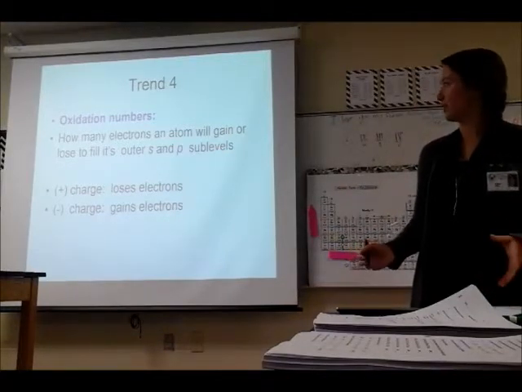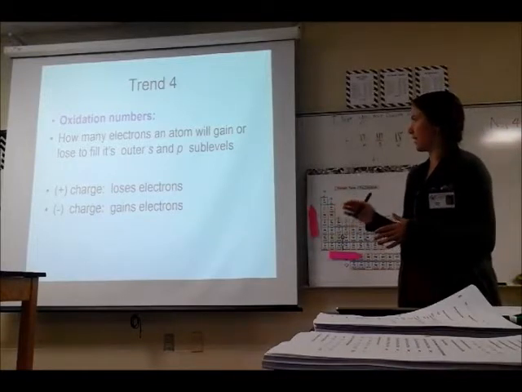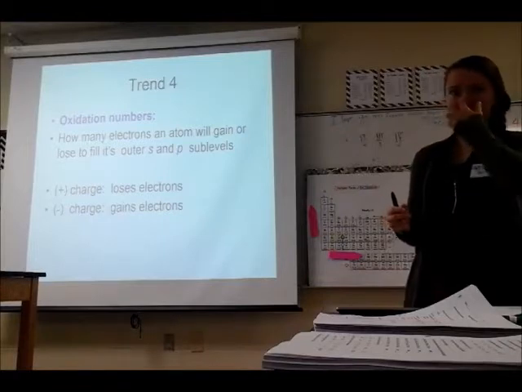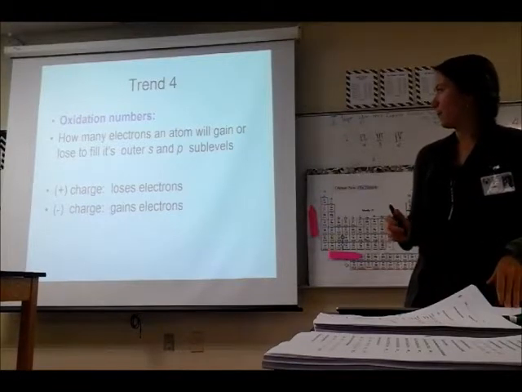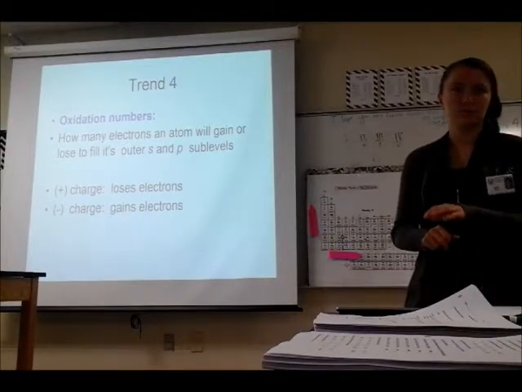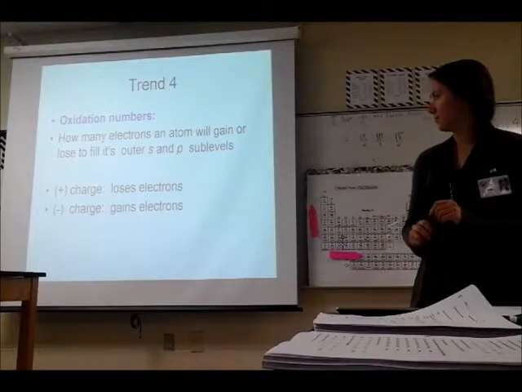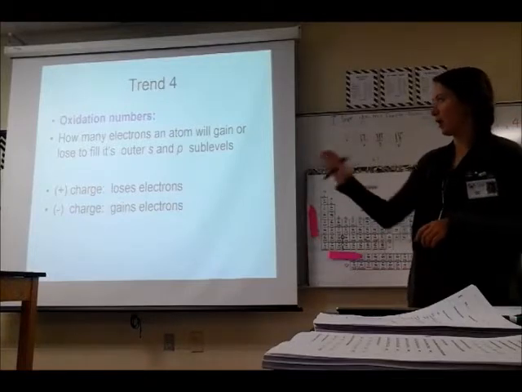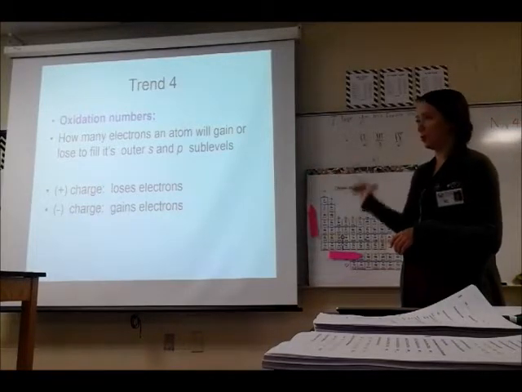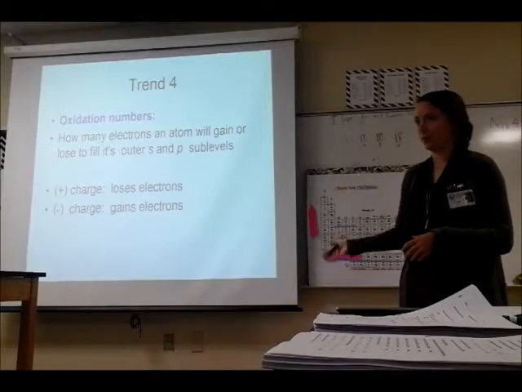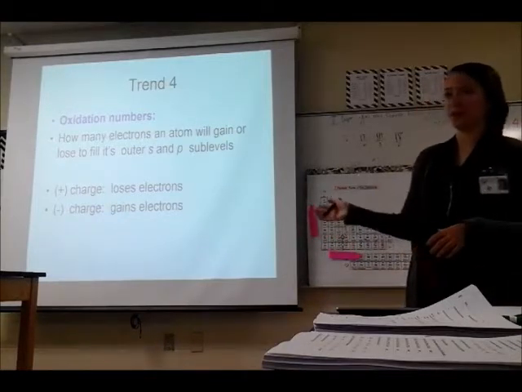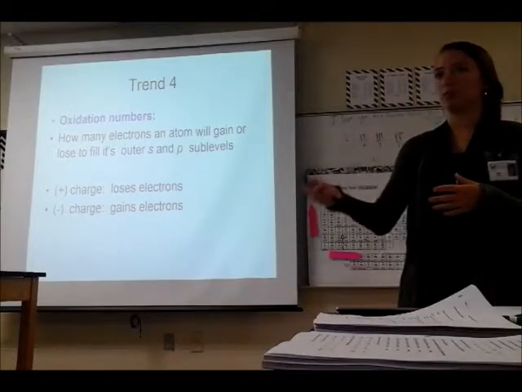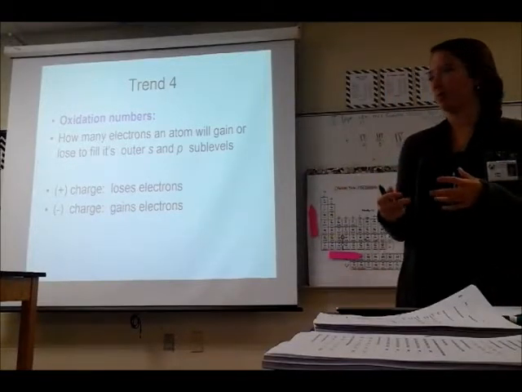And so you know your oxidation numbers are how many electrons an atom will gain or lose to fill its outer S and P sublevels. And you know if it's a positive charge, it wants to lose electrons. It's going to lose them, like our metals do. And if it's a negative charge, it's wanting to gain more electrons. It's wanting to add a couple more so it can be full.